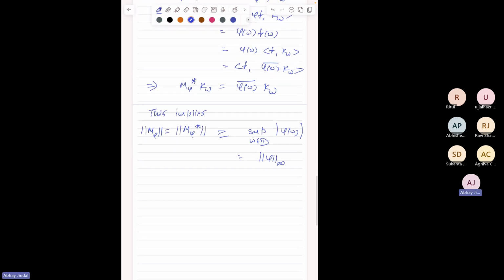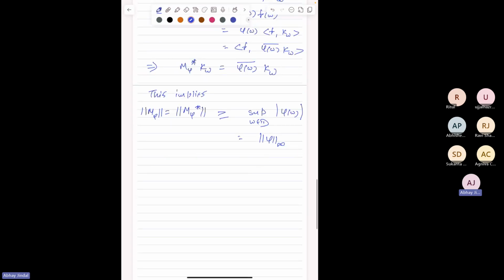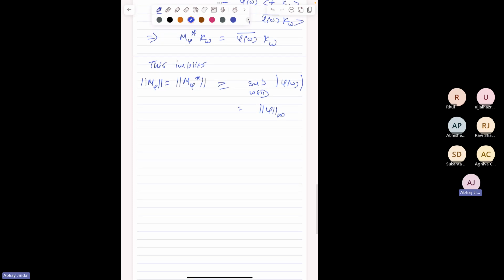Okay. That is all the basic theory we will need about the multipliers. Now, let me mention a result about reproducing kernel Hilbert spaces, which we are going to use.